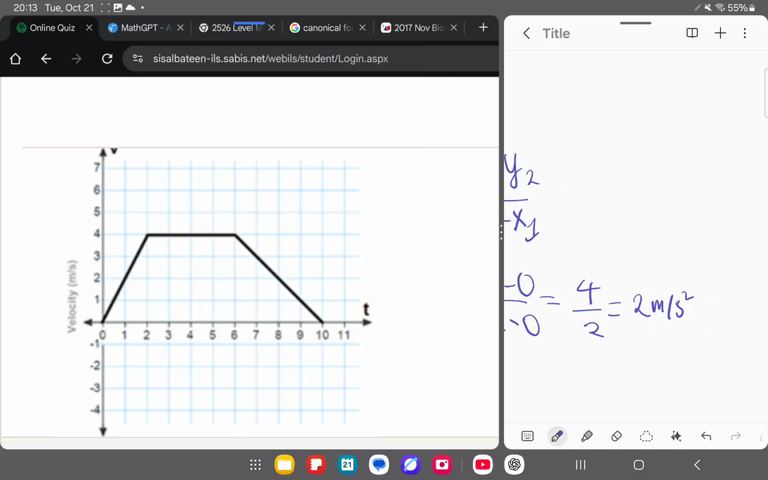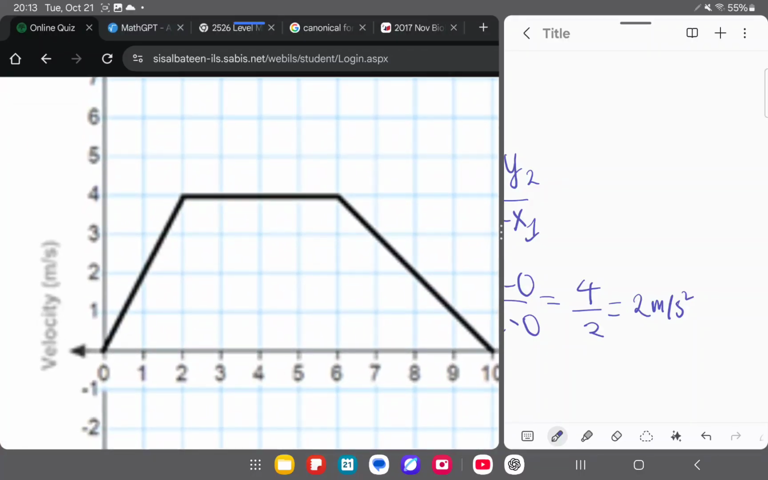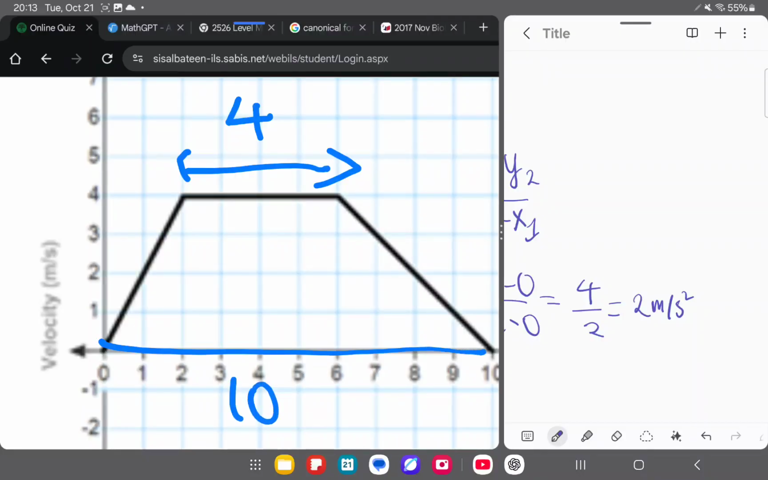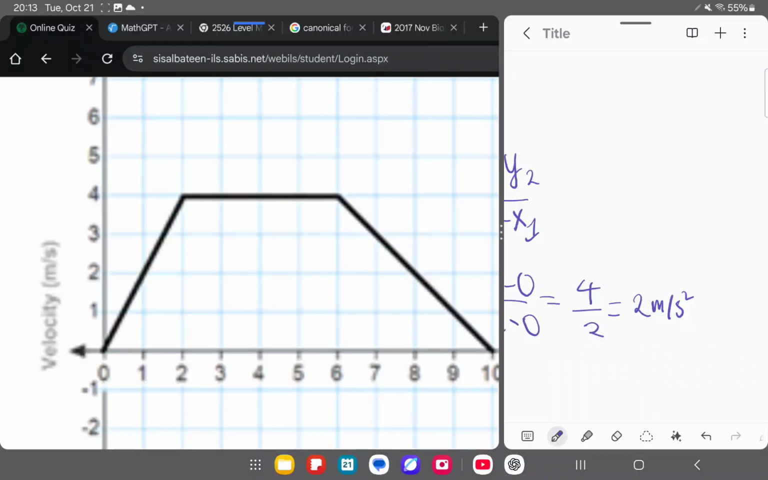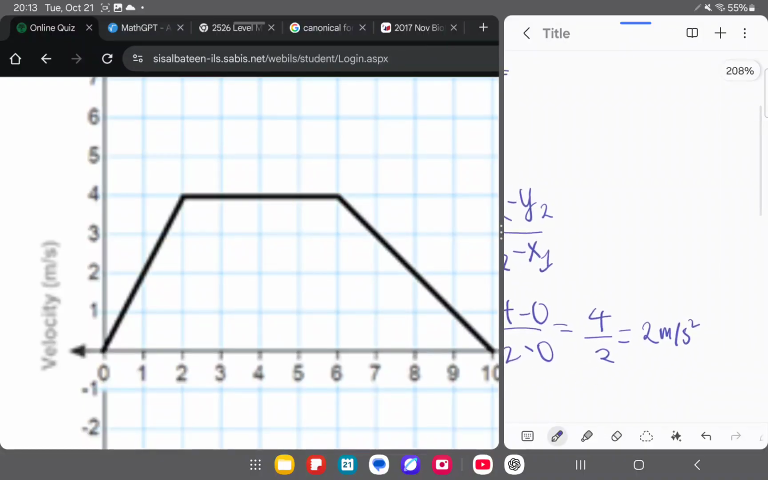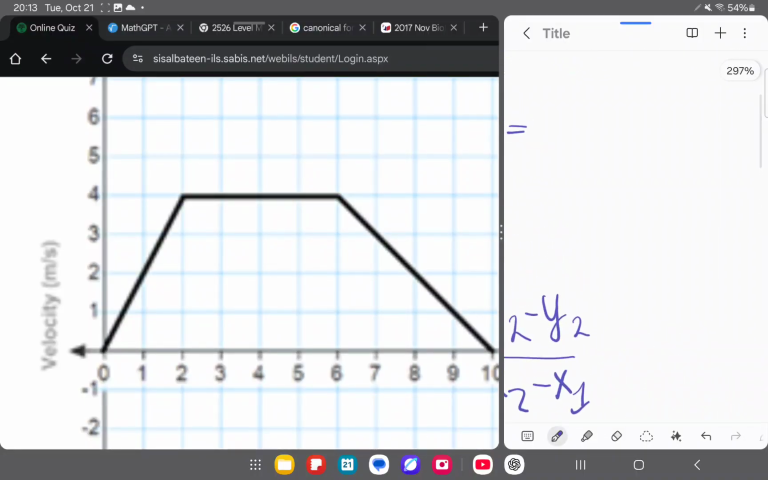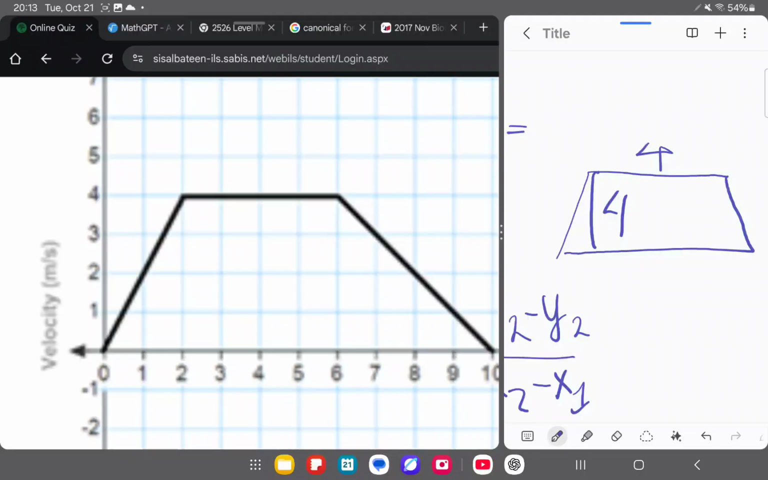So let's find, this shape is a trapezoid here. This length here, from 2 to 6, is 4. From here to here, it's 10, I believe. And the height, sorry, yeah, the height is 4. So now that we have the shape here, the trapezoid, we have the height 4, the top as 4 and the bottom as 10.